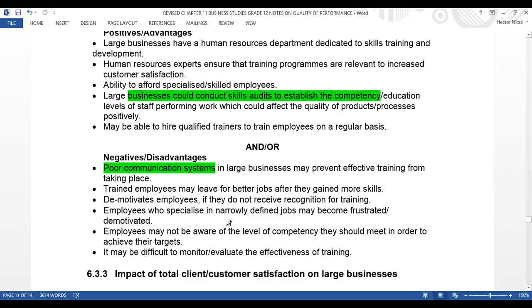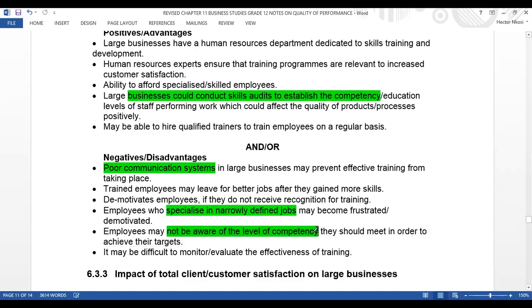Employees who specialize in narrowly defined jobs may become frustrated or demotivated. We know, guys, some employees are exposed to or specialize in narrowly defined jobs, so sometimes they can be frustrated because of that. Employees may also not be aware of the level of competency they should meet in order to achieve their targets. If you're not aware of what level of competency is required, that's another disadvantage.